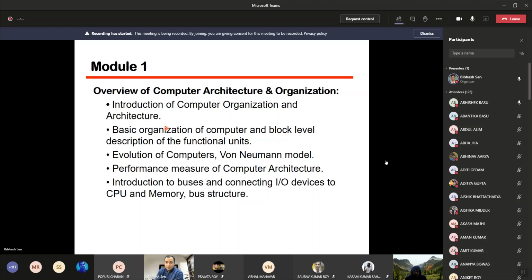GPU also. For what purpose? Gaming. Gaming. Not at all. I am not getting a proper answer. Still, I am waiting. Saurabh Kumar Roy, any idea?